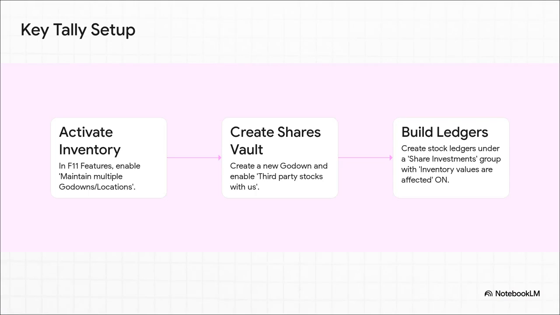First, in your F11 features, we're going to turn on Maintain Multiple Godowns. Just think of this like telling Tally, hey, I need more than one warehouse for my stuff. Step 2, we're going to create a special virtual warehouse just for our stocks. We'll call it our Shares Vault. And here's the secret sauce. We'll enable this setting, Third-party stocks with us. And finally, step 3, we'll create the ledgers for each stock, and we have to make sure that Inventory values are affected is switched to Yes.